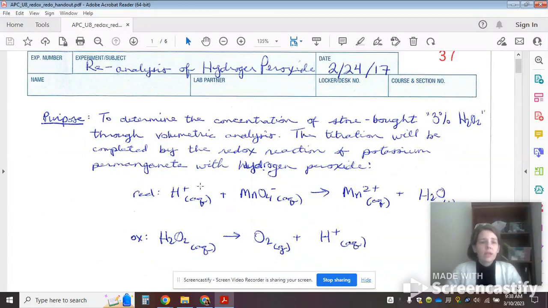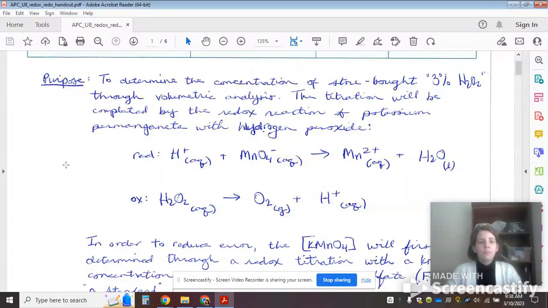So what we're going to be looking at here is two half reactions. We've got hydrogen peroxide decomposing into oxygen gas and hydrogen ions. This will take place in an acidic environment. And then we also have permanganate ions going to manganese ions. So this is the reduction half reaction.